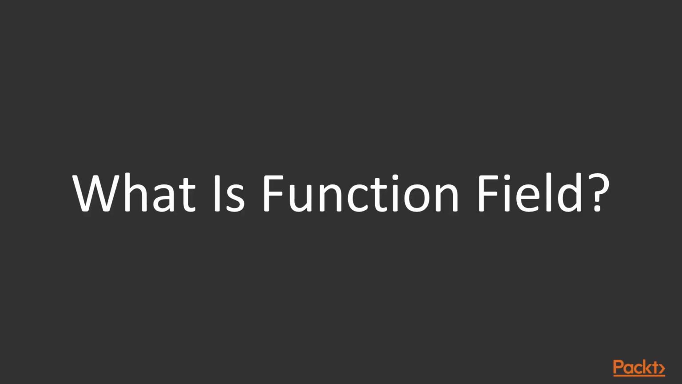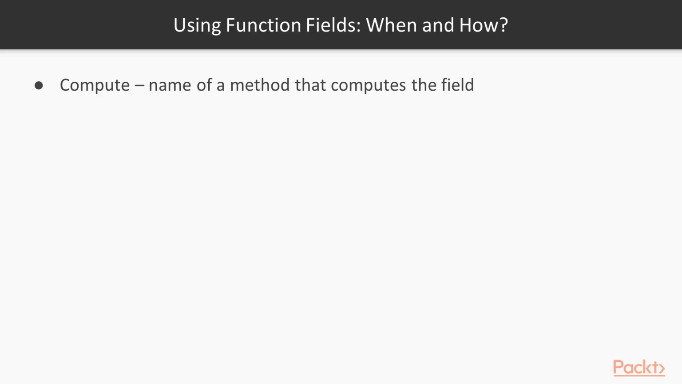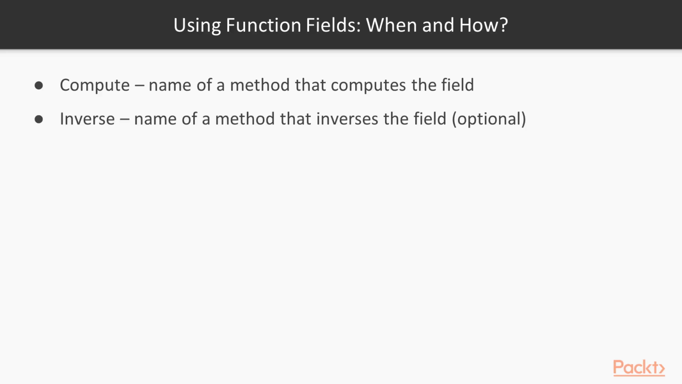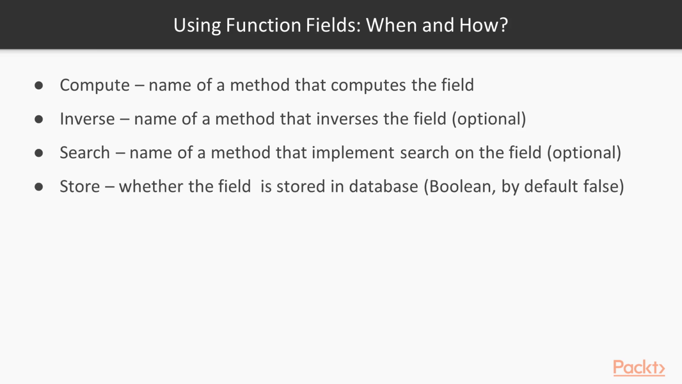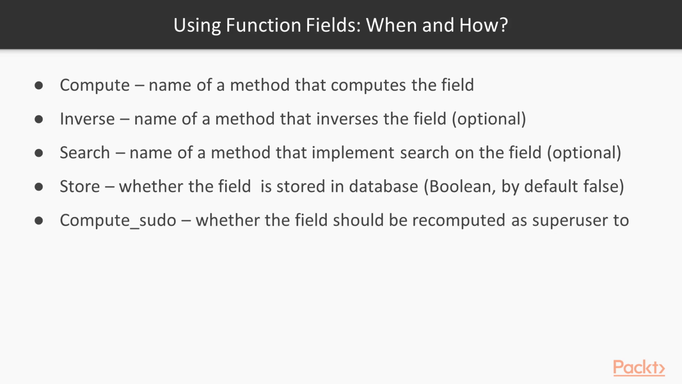In front of you, these are the attributes that are specific to the function fields, and I assume that you already know them, so let's go quickly into them. So we have compute, we have inverse to specify how to write a function field. We have the function search to search for values of non-stored function fields. We have the store attribute to indicate whether the field should be stored in the database or not. We have compute sudo, which is similar to compute, but the function will be executed under sudo rights.